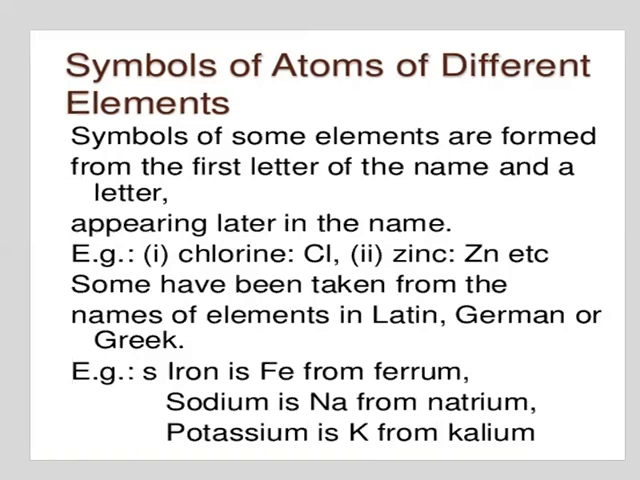For example, an atom of iron is represented by Fe as its symbol, which is from its Latin name ferrum. An atom of sodium is represented as Na from its Latin name natrium. An atom of potassium is represented by K from its Latin name kalium.